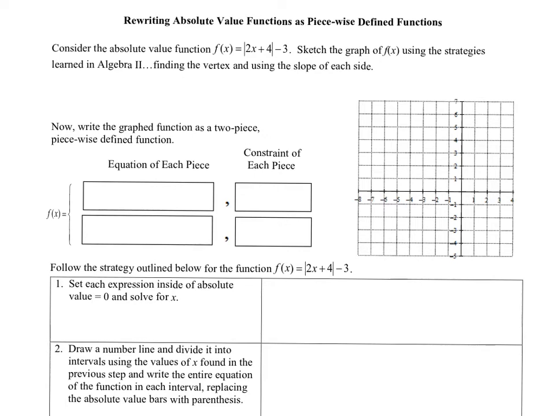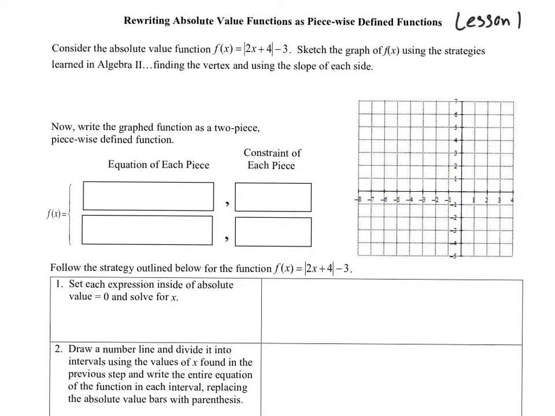Today's lesson, we're going to start Unit 1, Part 2, okay? And this is Lesson 1, all right? And Lesson 1 is rewriting absolute value functions as piecewise defined functions, okay? So let's look at the absolute value function f(x) = |2x + 4| - 3, okay? It asks us to sketch a graph of f(x) using the strategies learned in Algebra 2, finding the vertex and using the slope of each side, okay?